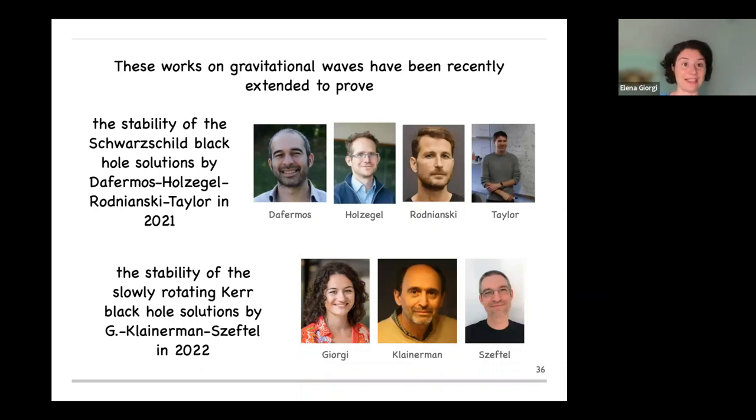Again, I want to stress that the proof of the stability of Minkowski space was extended to the case of black holes: for the Schwarzschild black hole, in solutions by Dafermos, Holzegel, Rodnianski, and Taylor last year, and for the slowly rotating Kerr black holes, in a joint work with Klainerman and Szeftel this year. So those are very long and quite intricate proofs. But I will now try my best to give you an idea of the proof in three slides. Okay, so bear with me for another second.